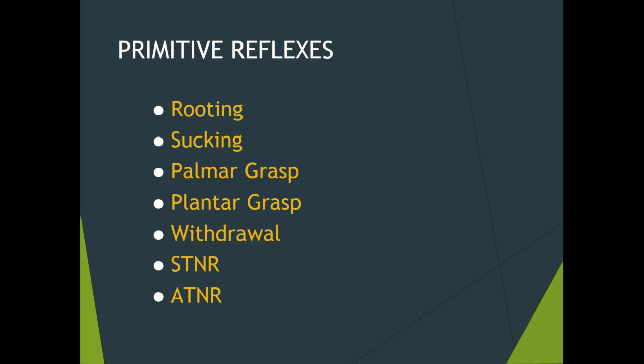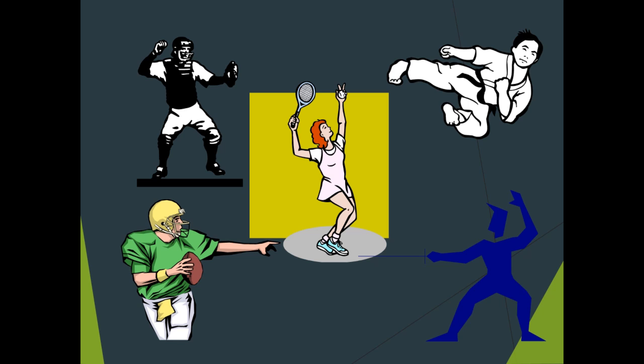We will have more pictures of this asymmetric tonic neck reflex. Asymmetry, meaning the left and the right sides do not do the same thing. Okay, let's begin with the last one. Asymmetric tonic neck reflex. This picture does not describe this. These are adults performing motor skills in a sport context.